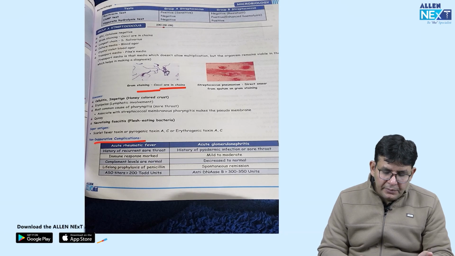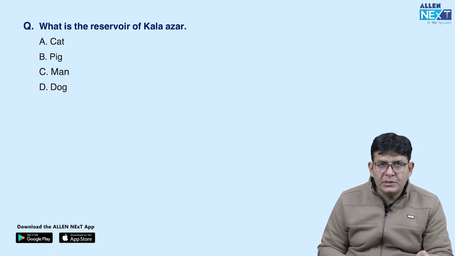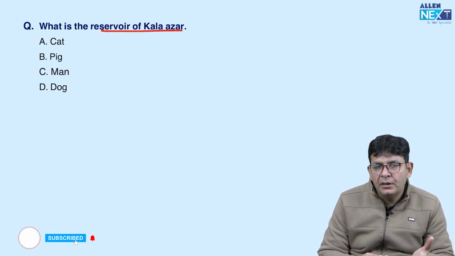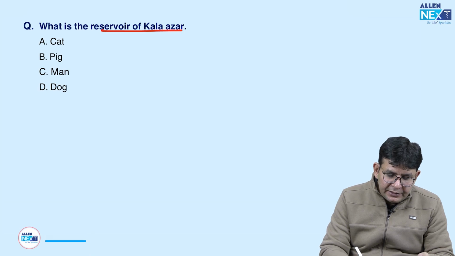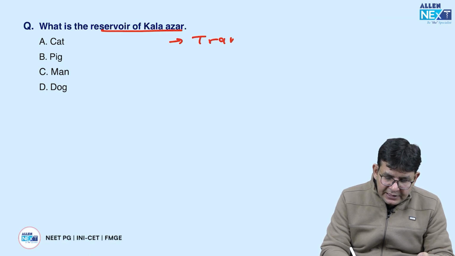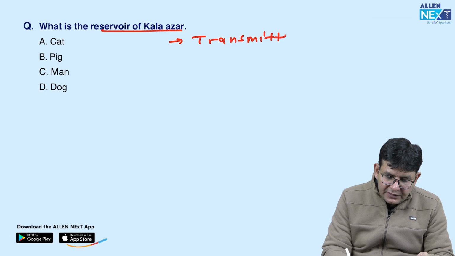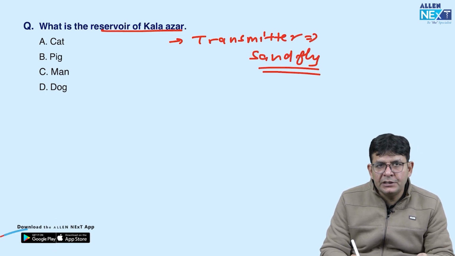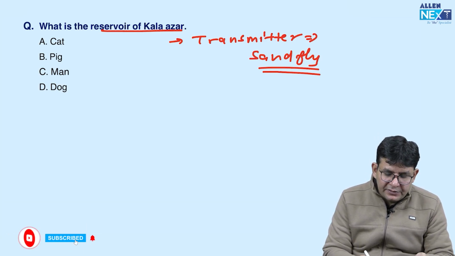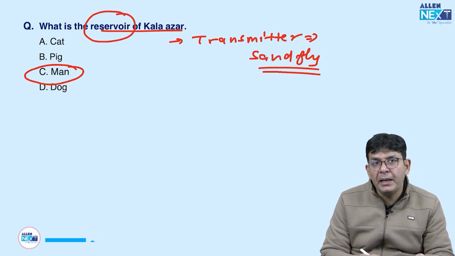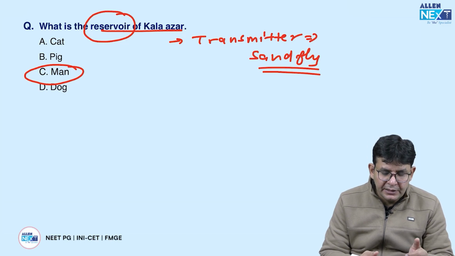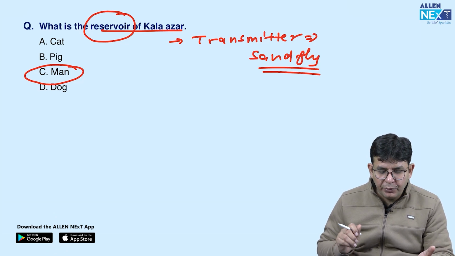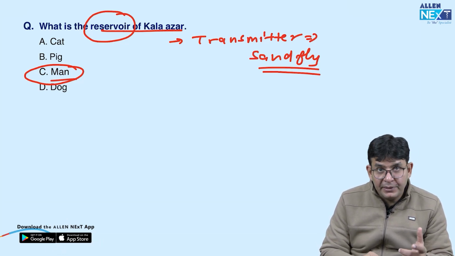Okay. Now coming to the next one. Now this was the reservoir of Kala Azar, and you know Kala Azar is caused by Leishmania donovani, and the transmitter of this particular one is a sandfly, which is also termed as Phlebotomus argentipes. Important is the reservoir they have asked. Reservoir is human, that is men, of this particular Kala Azar. So this is also an important point to be noted. The reservoir is only men.